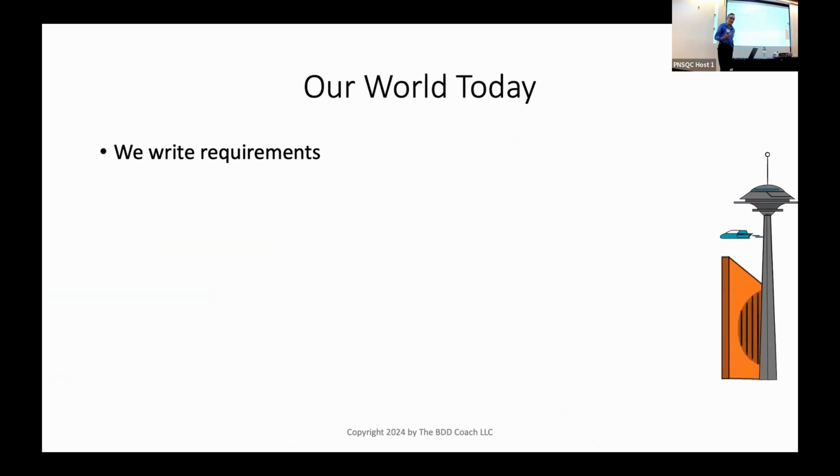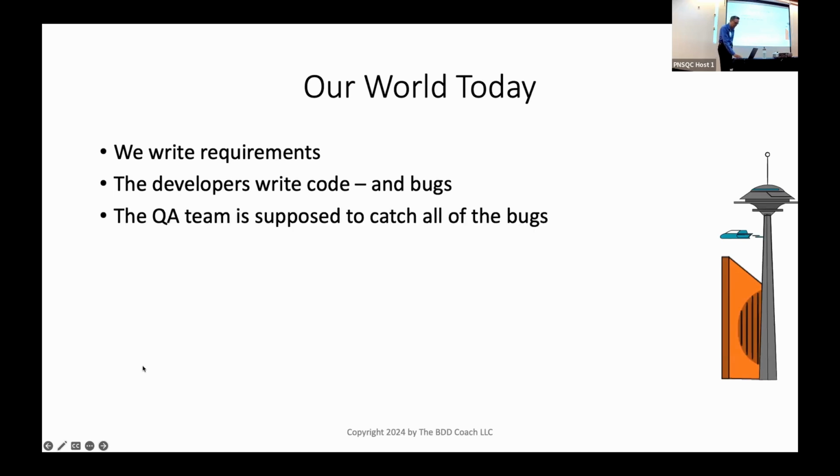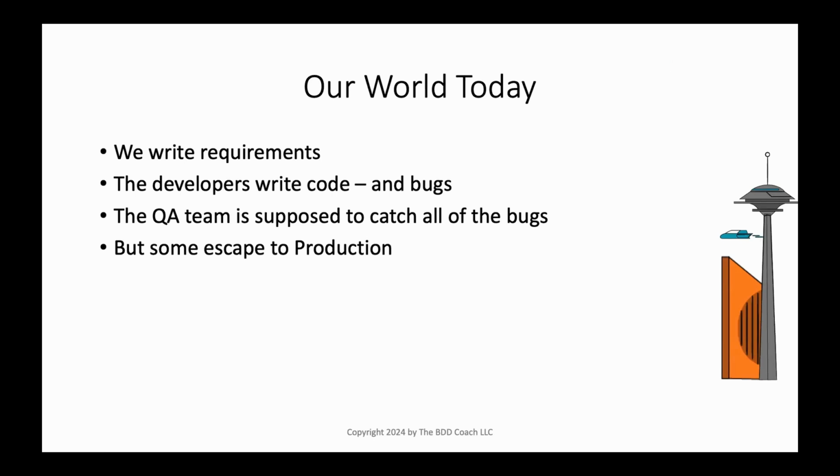So today, our world is that we write requirements and we expect the code to have bugs when the developers write it. And we expect the QA team to miss some of the bugs, and we expect the customers to find some of those bugs. Nobody likes this, but there's not really anything we can do about it. Nobody sees a way out of this.